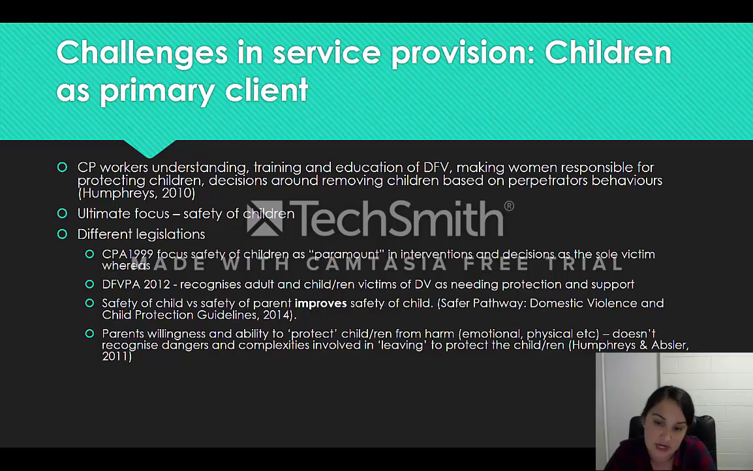The Child Protection Act stipulates the safety of children as paramount, and the decisions are based on the victim's safety, which is the child, whereas the Domestic and Family Violence Protection Act identifies both the adult and children as victims of domestic violence that are in need of protection and support. So it almost looks like the safety of the child versus the idea of the safety of both the parent and the child to enhance safety.